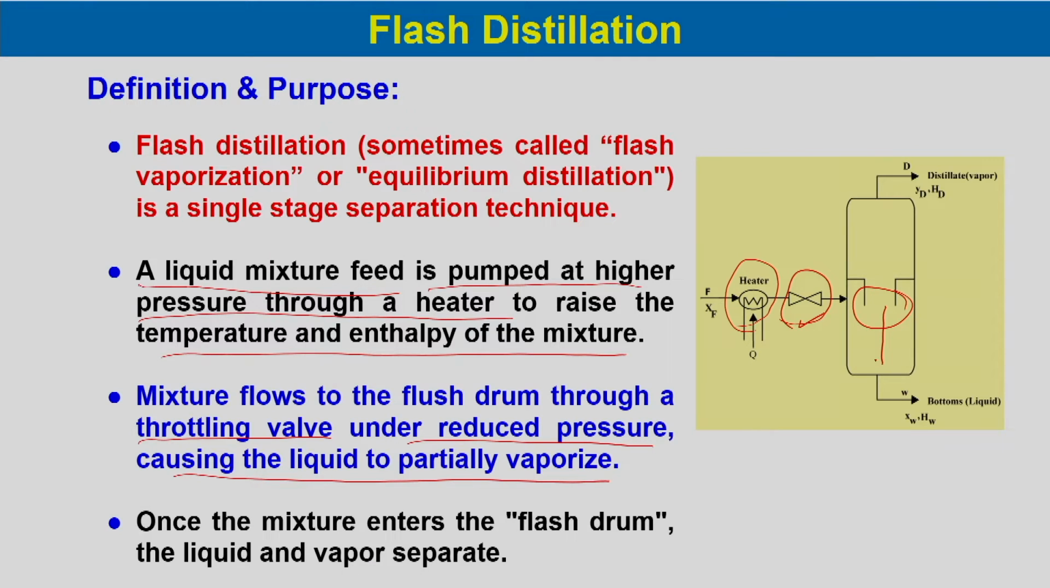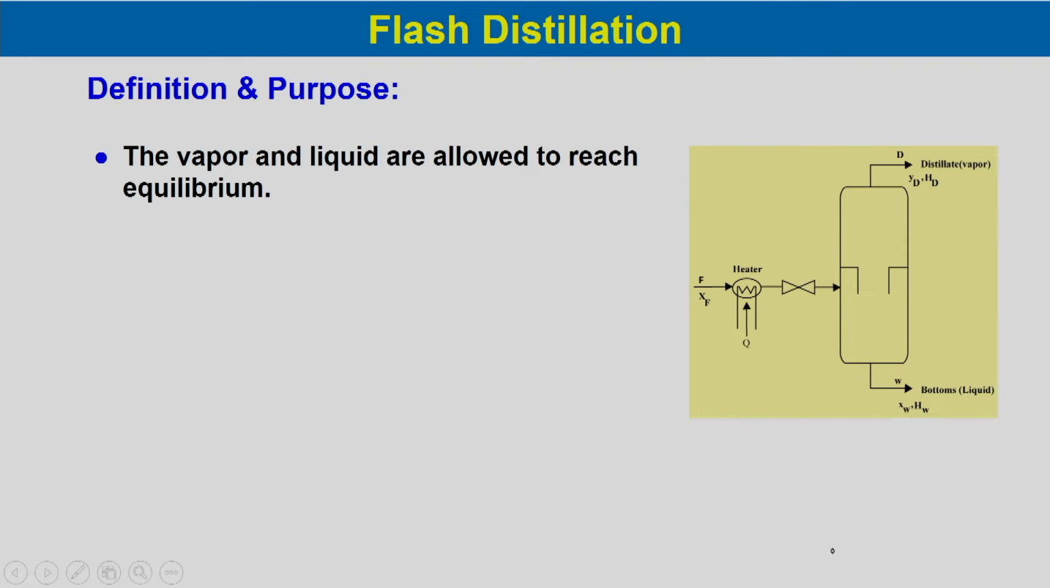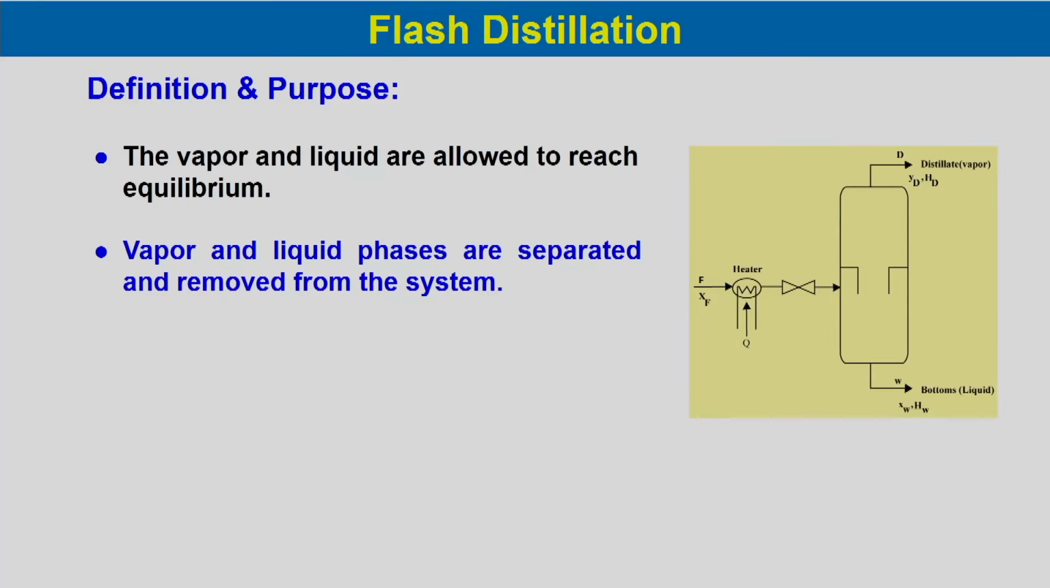Liquid comes down and vapor goes up. The vapor and liquid are allowed to reach equilibrium. So we need to give enough space so that the vapor and liquid disengage and then reach equilibrium. The vapor and liquid phases are separated and removed from the system. The liquid is removed as the bottom product and the vapor is removed as the top product, called distillate.